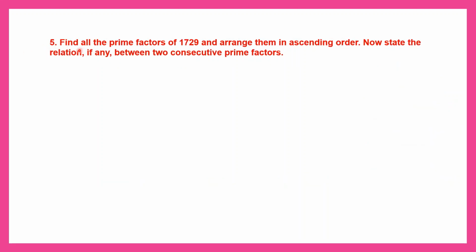Question 5. Find all the prime factors of 1,729 and arrange them in ascending order. Okay, so first part is find all the prime factors, then arrange them in ascending order from small to big. Now state the relation, if any, between two consecutive prime factors. Okay, so there are 3 parts, children. Be careful when you read your question. Find all the prime factors of this number, arrange them in ascending order, and see if there's any relation between 2 consecutive prime factors.